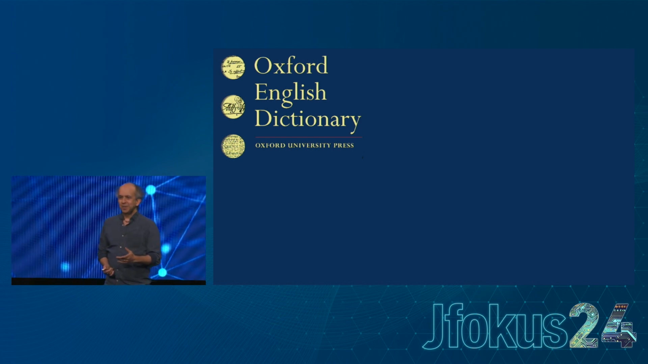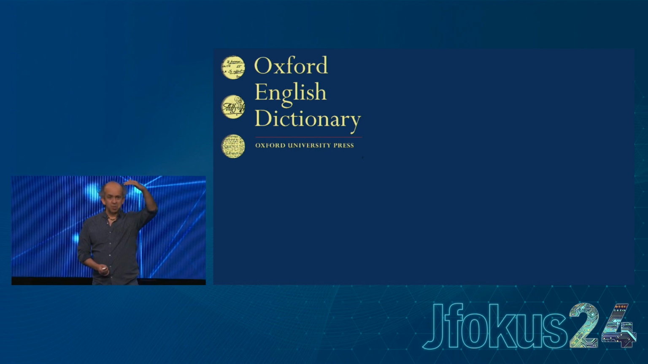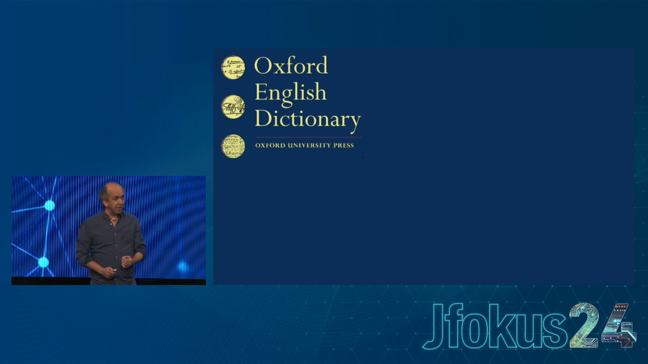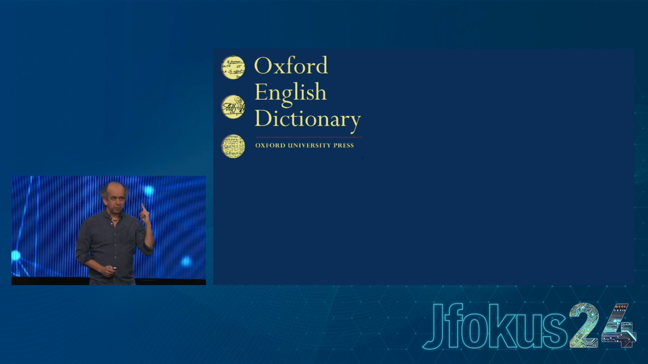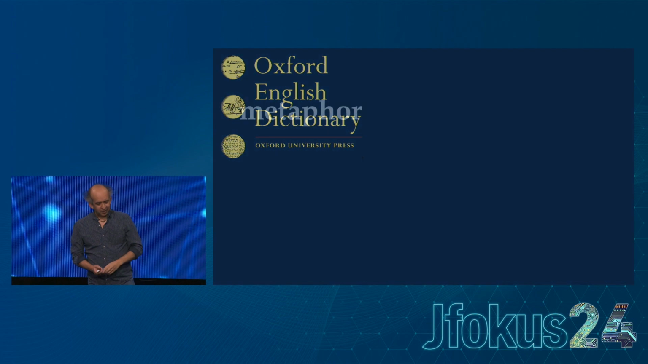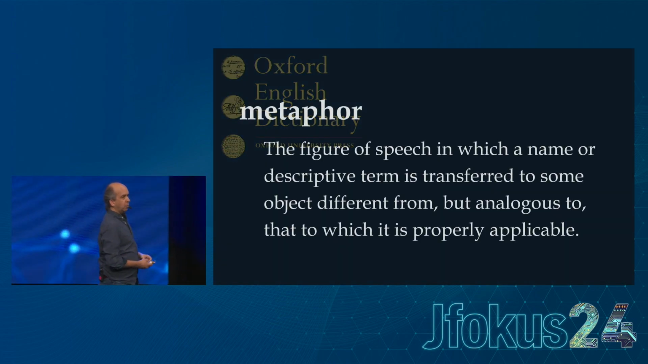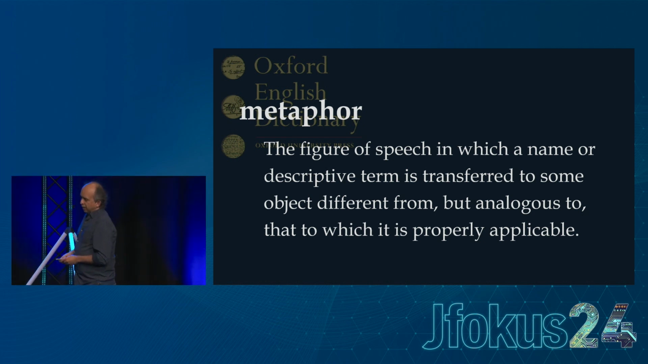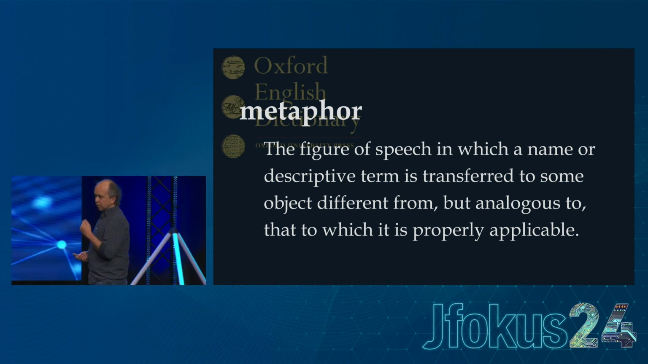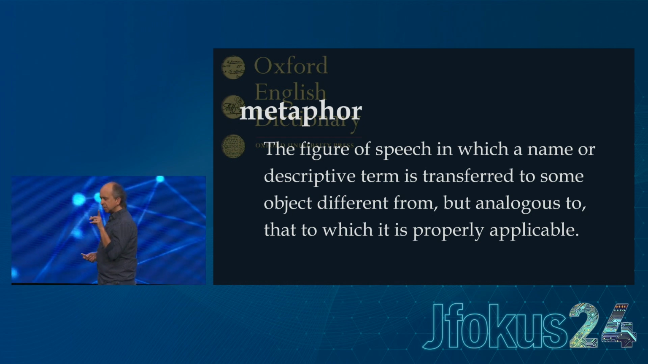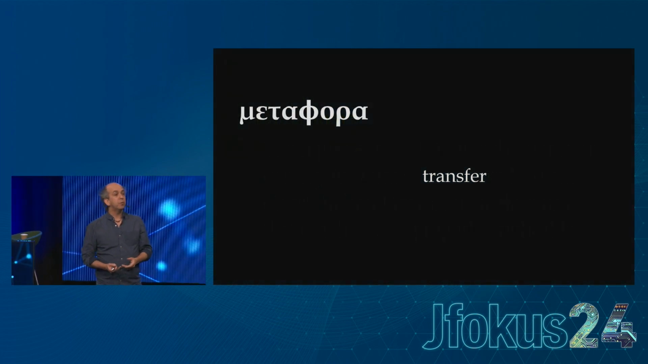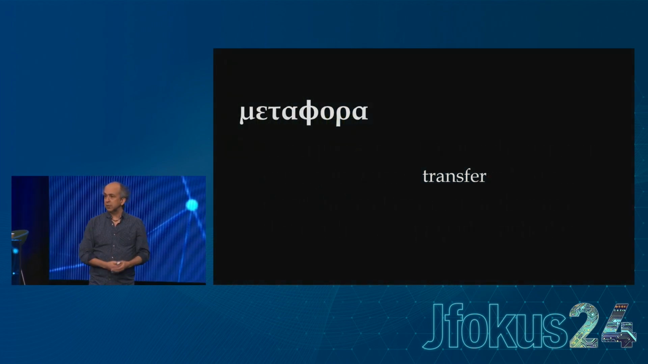It's an etymological dictionary. It starts with the earliest definitions of the word, maybe 1,000 years ago, and then works forward. If that's not your thing, you will find this boring and misleading. If it is your thing, you can spend a lot of time in this book. But I'm just going to look at the word metaphor, given that I've used it. Metaphor, the figure of speech in which a name or descriptive term is transferred to some object different from, but analogous to, that to which it is properly applicable. It comes from the Greek metaphora, literally meaning transfer.